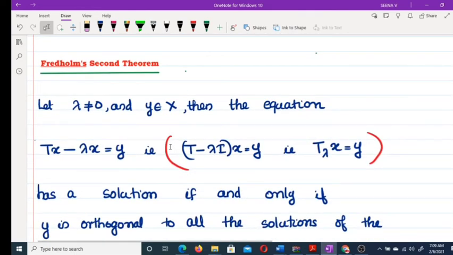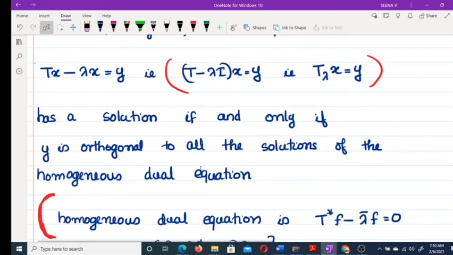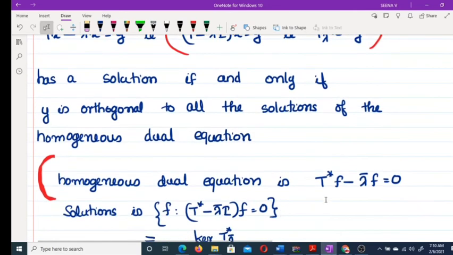Now, Fredholm's second theorem. The second theorem says that, let lambda not equal to 0 and y belongs to X. Then the equation Tx minus lambda x equal to y, that is (T minus lambda)x equal to y, that is T_lambda x equal to y, has a solution if and only if y is orthogonal to all the solutions of the homogeneous dual equation. What is the homogeneous dual equation? The homogeneous dual equation is T star f minus lambda conjugate f equal to 0. So this has a solution if y is orthogonal to all the solutions of this equation.